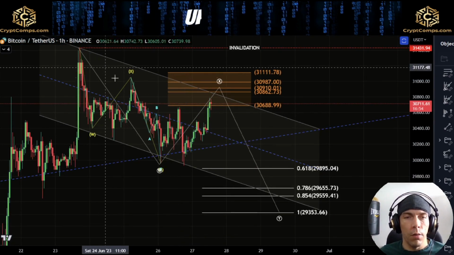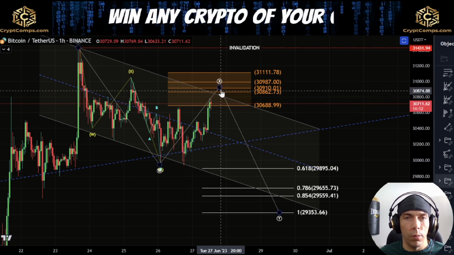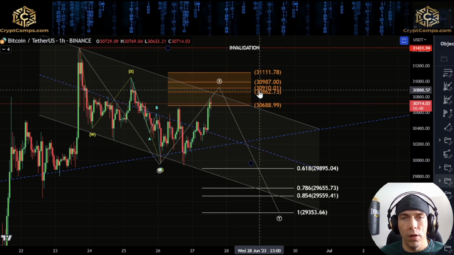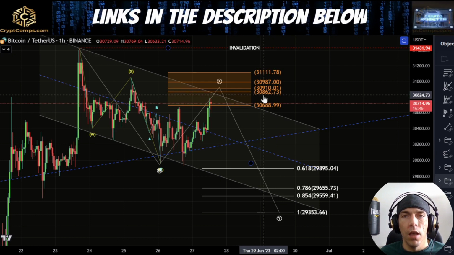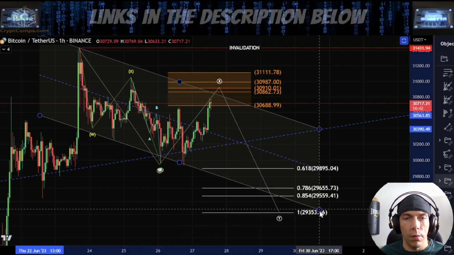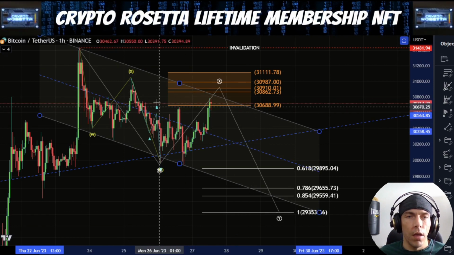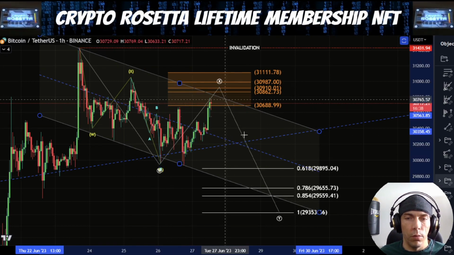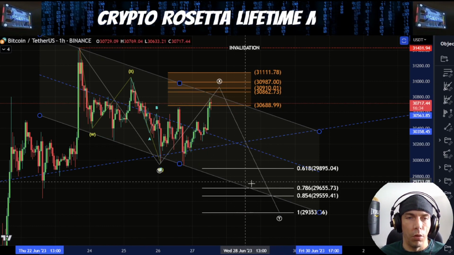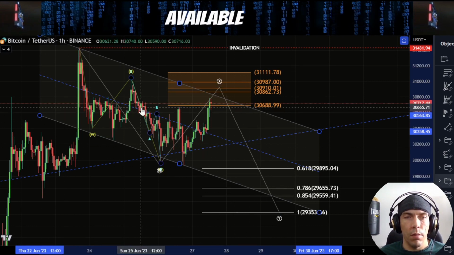Now, if we do look to have an interaction with the top of this channel, this could potentially look to push us up into this golden pocket area, which is sitting here at this 30,910 to this 30,862 level. If we did see something like this, what we could potentially see is price could be rejected off this level, and we could see another move to the downside, looking to test the bottom of this channel again. So we're going to have to be keeping an eye on this.